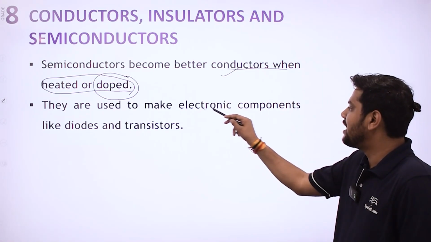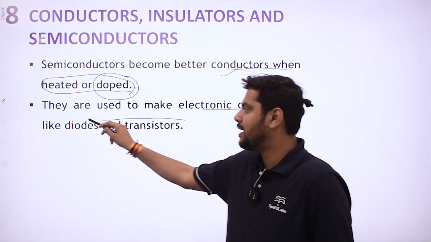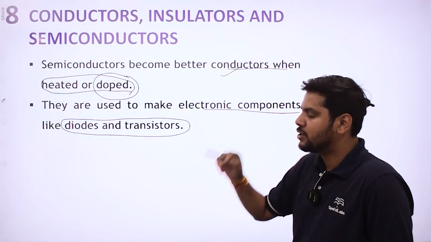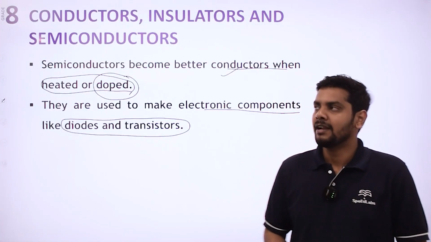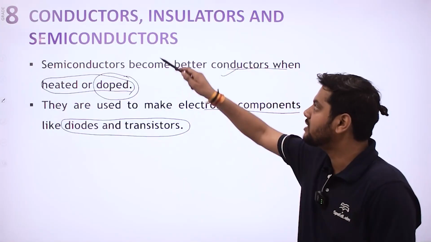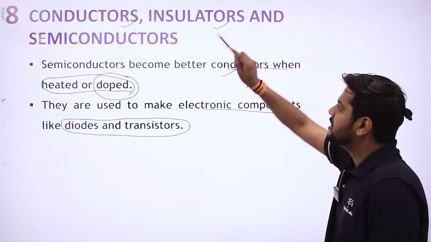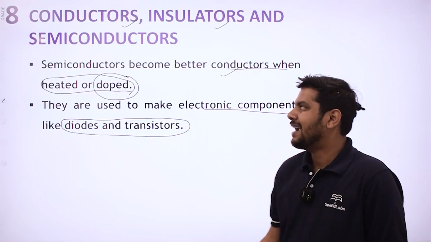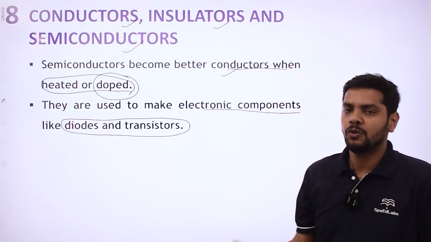They are used to make electric components like diodes and transistors, as I have already explained to you. So this is one more point which you have to remember related to semiconductors, right? So these are your three types of materials. Conductors, which will allow current to flow through them easily. Insulators, which will not allow current to flow. And semiconductors, the ones which will allow some amount of current to flow through them.